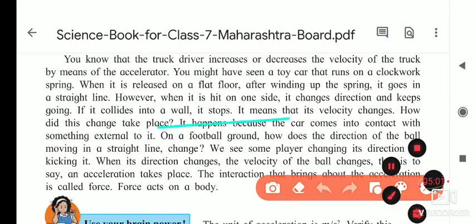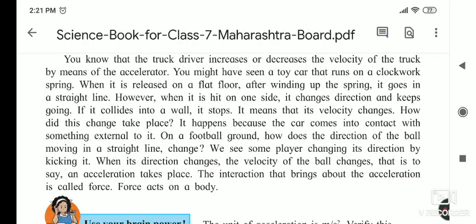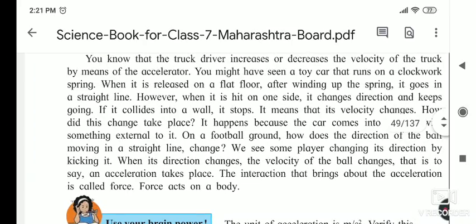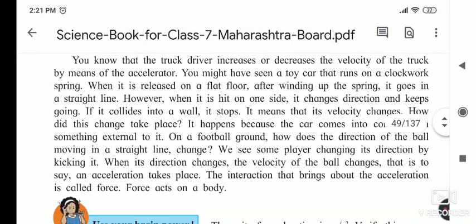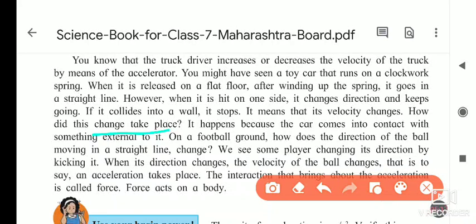However, when a toy moves in a forward direction and is released, it changes direction, keeps going, collides with a wall and stops. This means that its velocity changes. How did the change take place? It happens because the car comes into contact with something external to it.